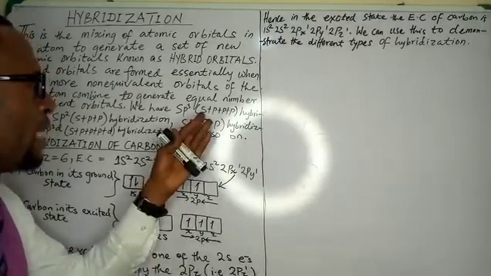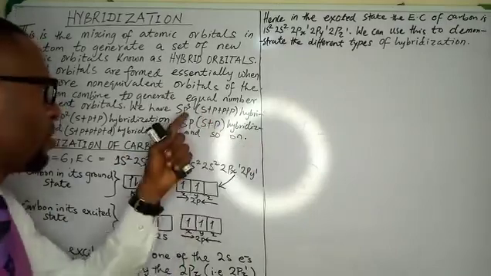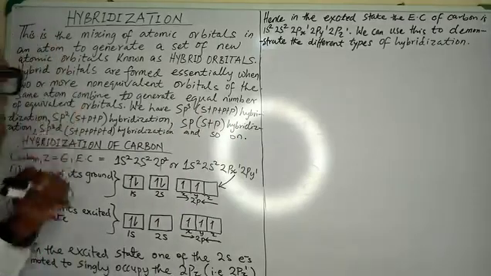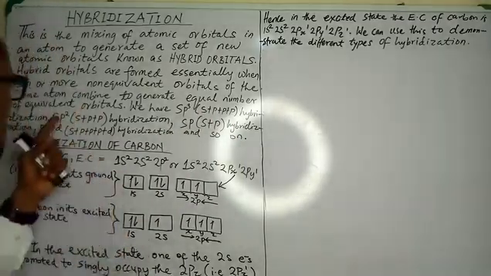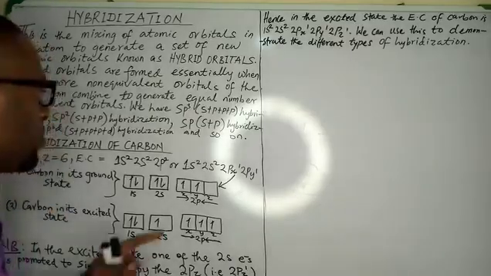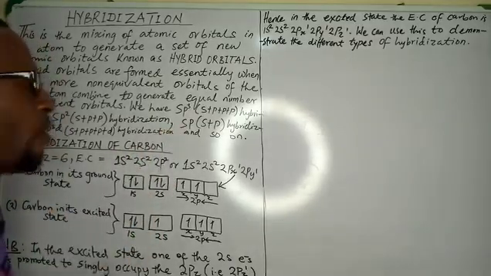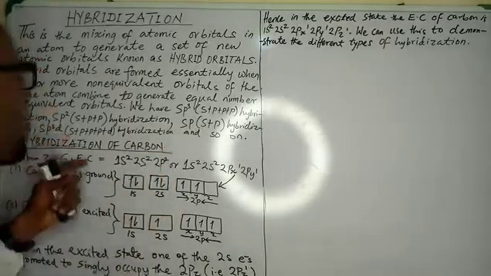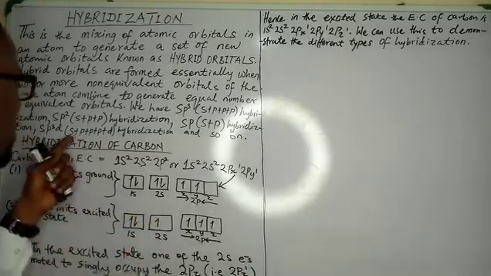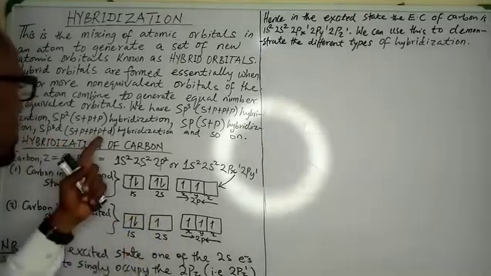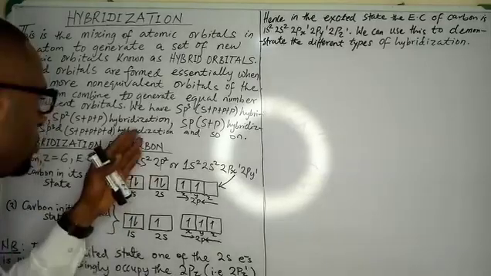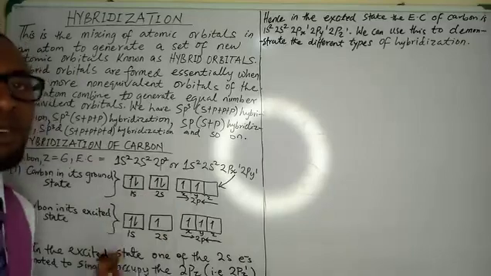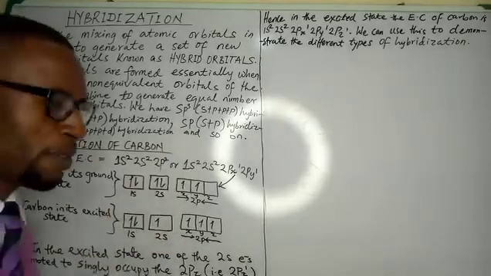So when you are combining one s orbital with three p orbitals, you are going to make what? sp3 hybrid orbitals. If you are combining an s orbital with two p orbitals, you are going to make sp2 hybrid orbitals. If you are combining an s orbital with a p orbital, you are going to make sp hybrid orbitals. And if you are combining one s orbital, three p orbitals, and one d orbital, you are going to make what we call sp3d hybridization or hybrid orbitals, and so on and so forth.